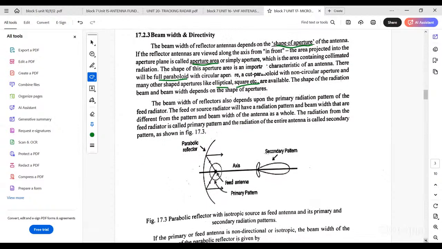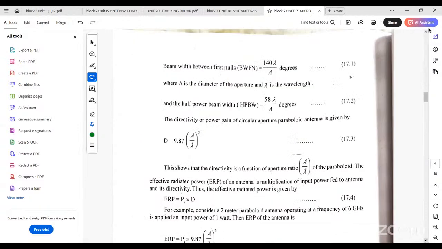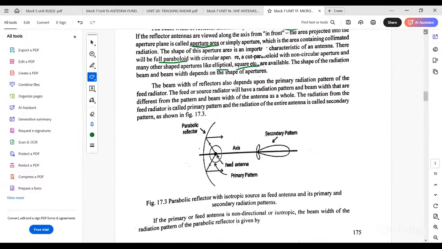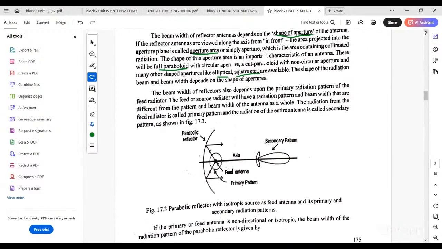Parabolic reflector. Secondary pattern. This is the aperture.